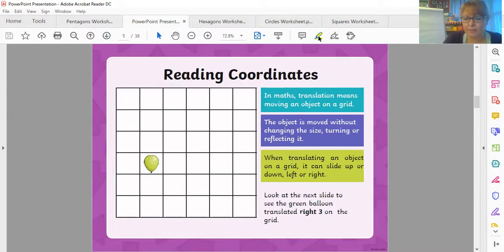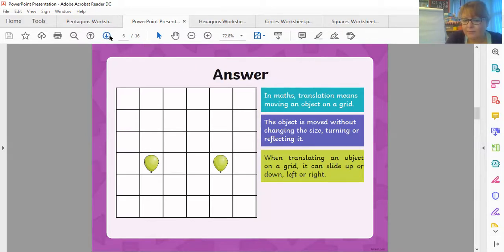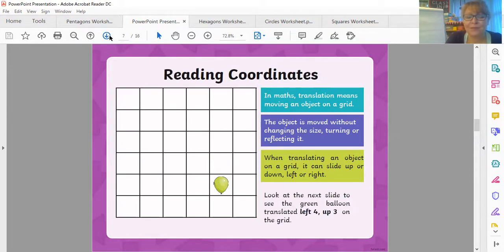So looking at this one, we are talking about moving the object right on the grid. Okay, which way is right? Well, for a start, it says right 3. So we can't go 3 that way, can we? So 3 this way. 1, 2, 3. All right, let's have a look. See if you were right. Did your finger end up in the right place on your screen? I'm sure it did. Well done. It's not too difficult at the moment, is it?